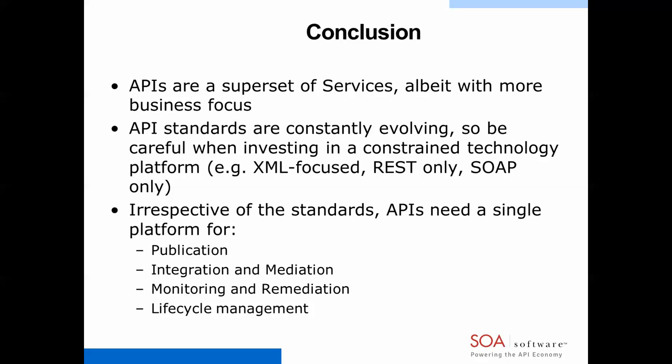So, in conclusion, I truly believe that APIs are a superset of services. The differentiation being that APIs have a business or product focus. Secondarily, API standards are constantly evolving. So you need to be careful when you invest in an API platform. You need to make sure that the technology is not constrained by the architecture or by the hardware, that it's not focused on XML, it's not focused on REST, or only does SOAP services. So you really need to make sure that the technology that you're looking at acquiring is flexible enough and modern enough and customizable to handle those things that not even that company could think of.